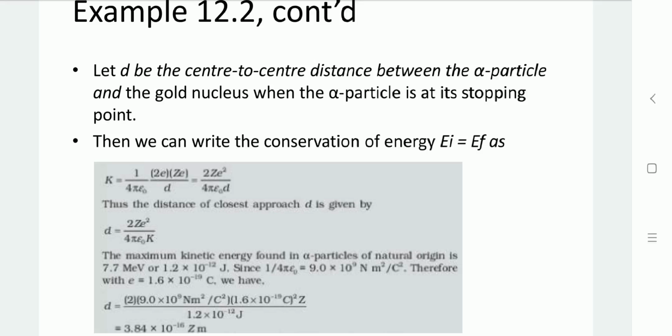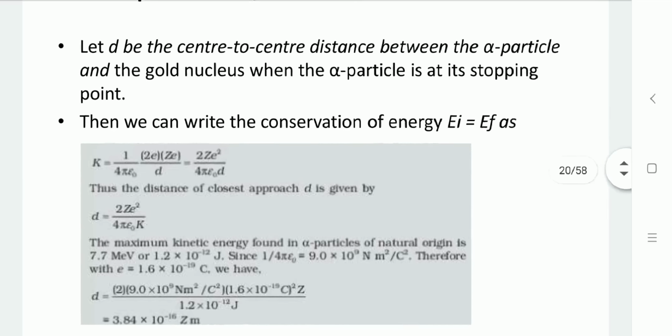So now we have the kinetic energy, that is 1 upon 4 pi epsilon 0 times 2e, the helium charge, into Ze, the gold charge, divided by d. By solving it, we get the equation 2Ze square divided by 4 pi epsilon 0 d. Now from that equation, make d the subject of the formula.